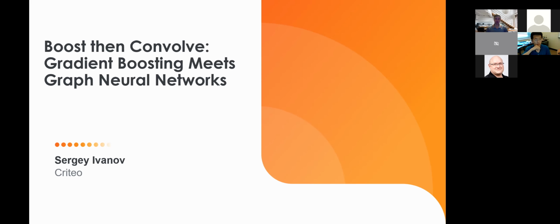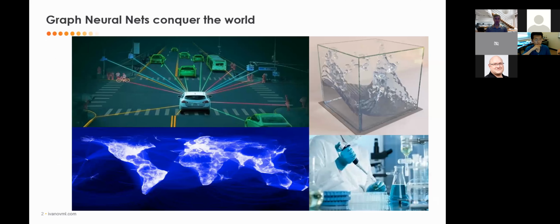And today I will be speaking about the paper, a clear paper for this year, Boost and Convolve, gradient boosting meets graph neural networks. So we all know that graph neural networks right now conquer the world. And we see a lot of application success stories for GNNs, from self-driving cars to simulating dynamics of molecules, to drug design, to social network analysis.